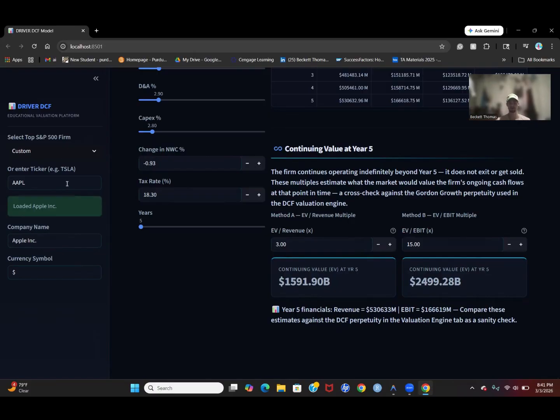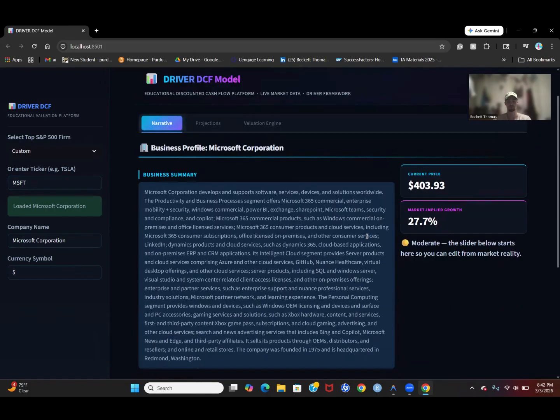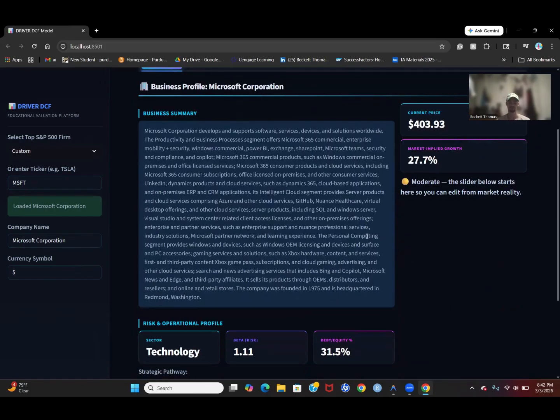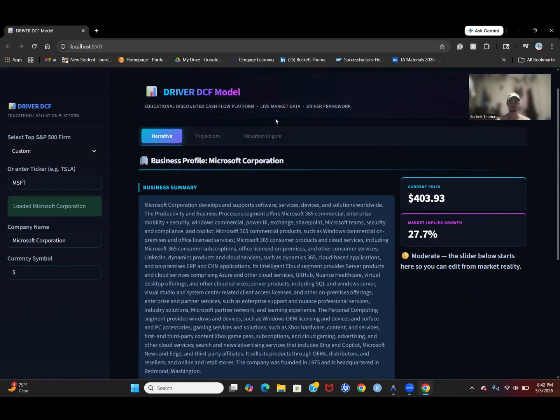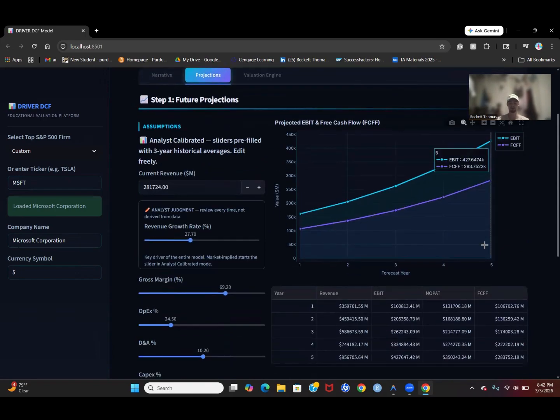Now, let's try out another ticker. Let's say Microsoft. And we'll go back to the narrative. This shows a very different but similar comparison in business profile. Notice right away, as we go into our projections, that the gross margin is significantly higher than Apple's. Microsoft's cloud and software businesses command premium margins.